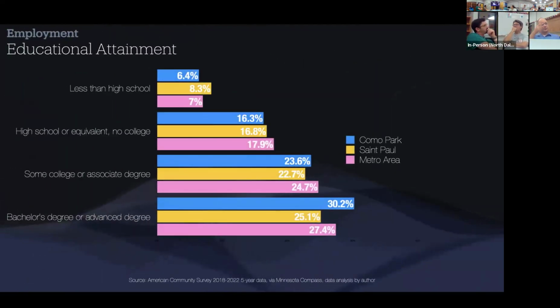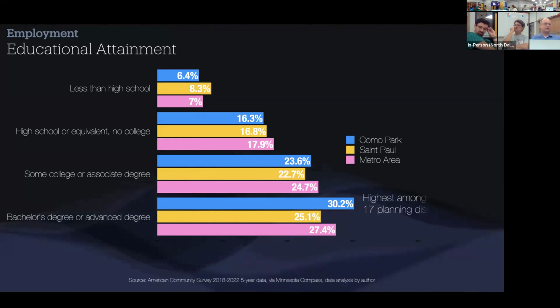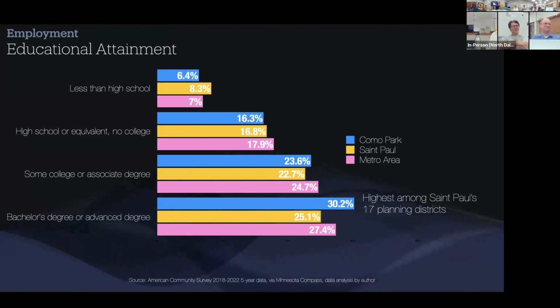Employment, educational attainment, you can see here just quickly, the different comparative demographics. Following Como Park down, you can see at the highest levels of education, we also have the highest percentage of people with the most bachelor's and advanced degrees, and actually we are the highest in that among the 17 planning districts, most educated. St. Paul planning districts.